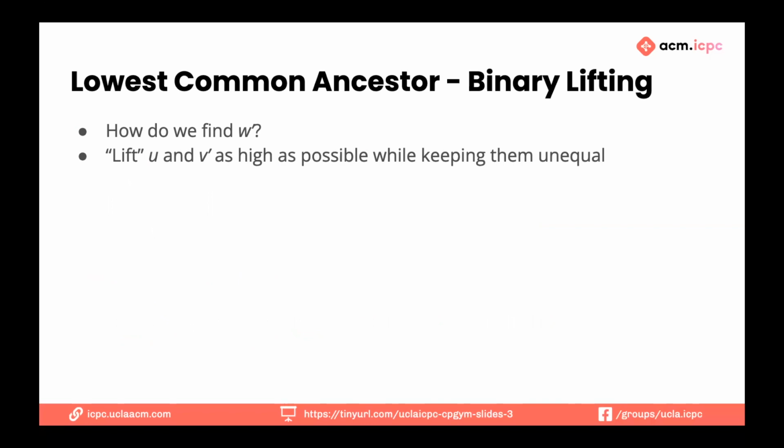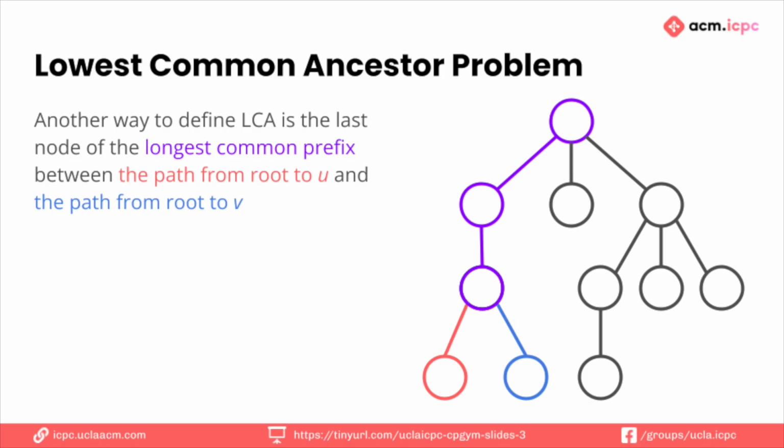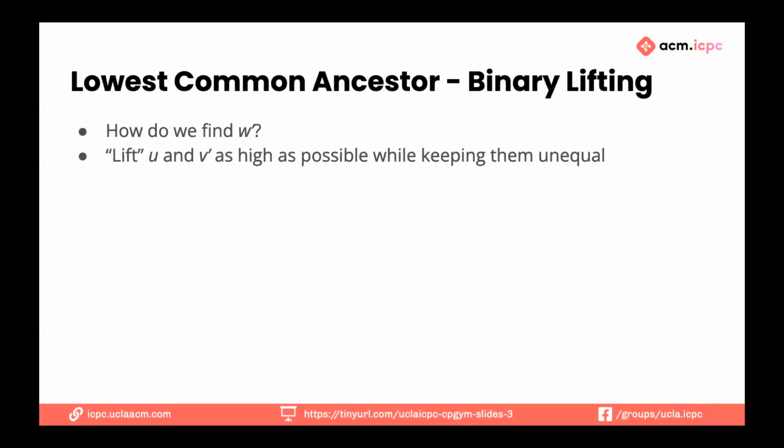We lift both u and v prime at the same time this time though. And we only lift them by some amount, some 2 to the k, if they stay different. So if you think about it, if we lift them too high, they're going to be on that longest common prefix, and they'll be equal. So we want to find the end of that.